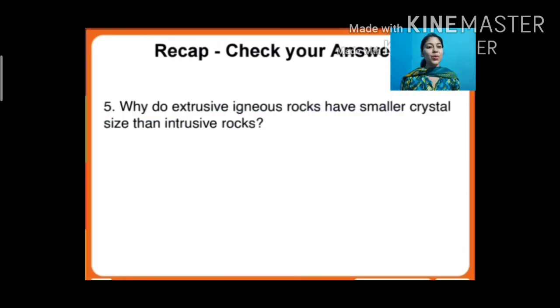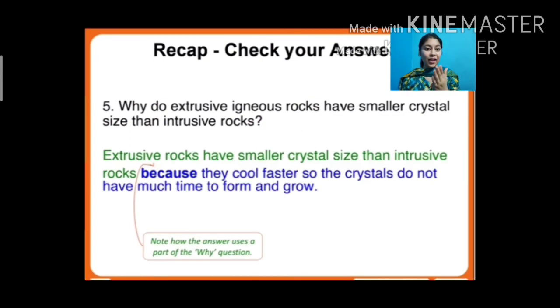Next question. Why do extrusive igneous rocks have smaller crystal size than intrusive rocks? We write some part from the question: extrusive rocks have smaller crystals than intrusive rocks. Then we start our answer. Because they cool faster, the crystals do not have much time to form and grow. Outside, the lava cools down faster, so they don't have enough time to form and grow. That's why their size is smaller.